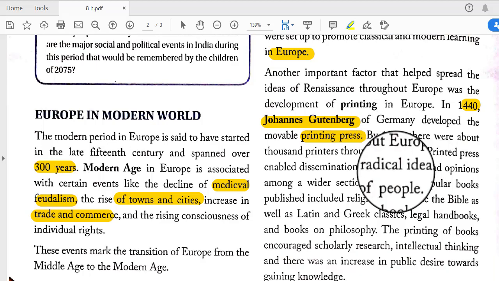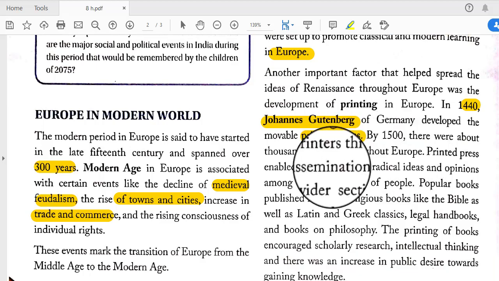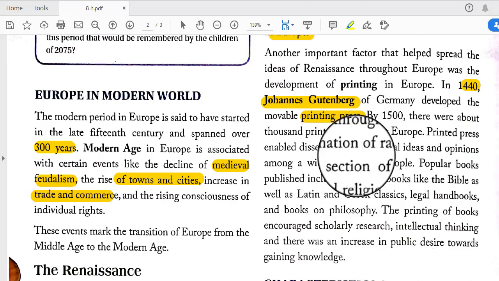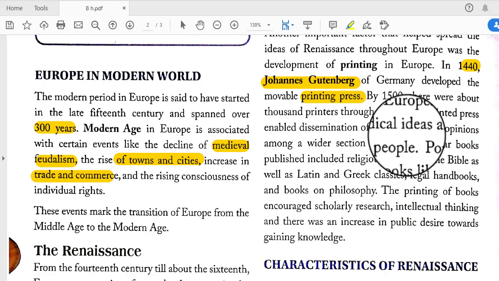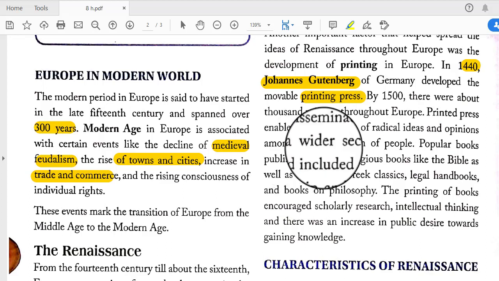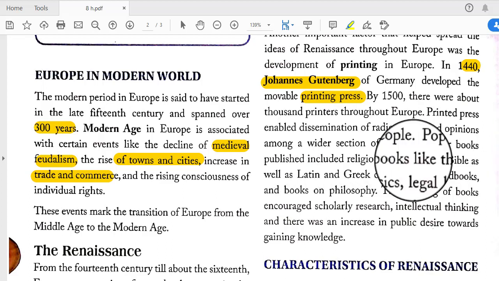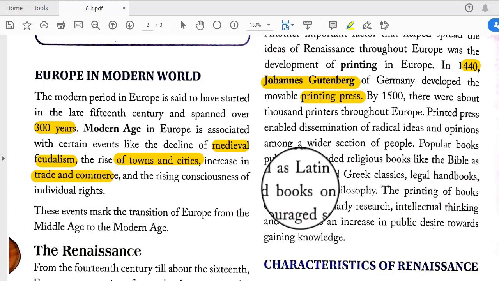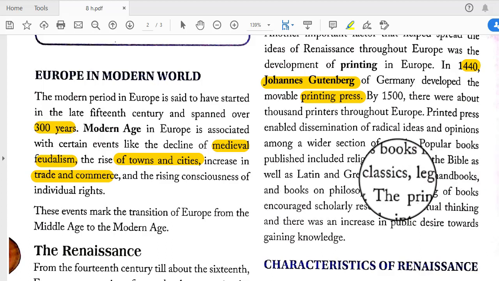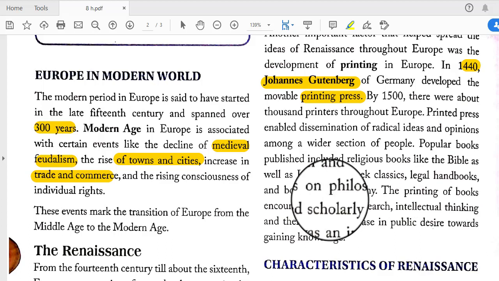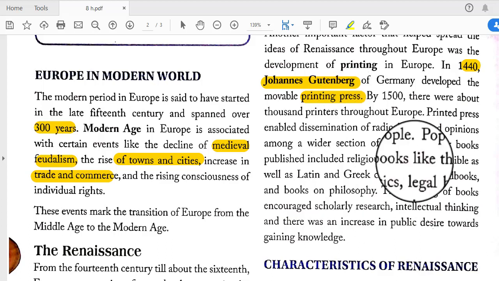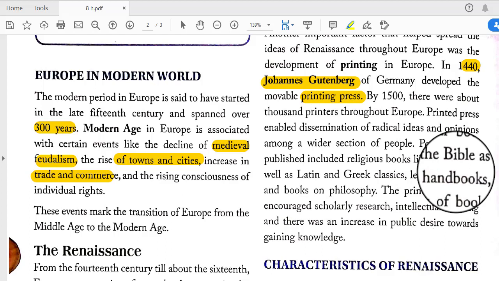By 1500 there were about 1000 printers throughout Europe, and the printing press enabled dissemination of radical ideas and opinions among a wider section of people. Popular books published included religious books like the Bible, as well as Latin and Greek classics, legal handbooks and books on philosophy. So after the innovation of the printing press, lots of books were republished or copied.